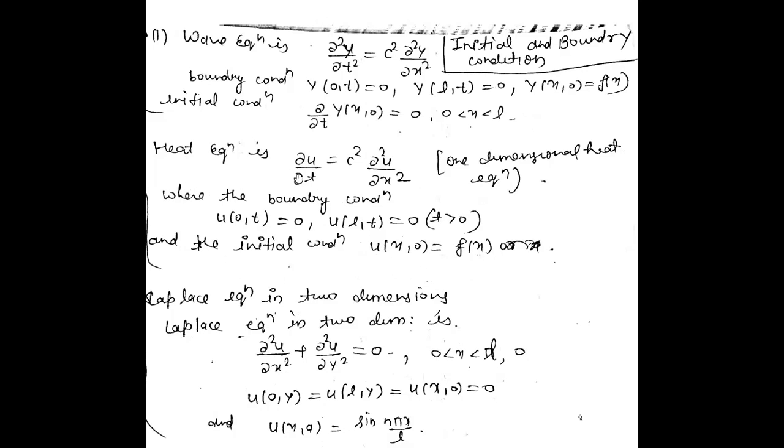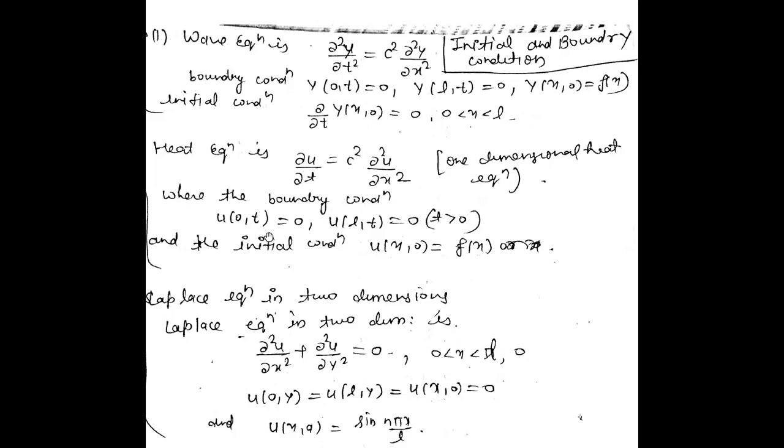Now, the heat equation. So what is your heat equation? Del u upon del t is equal to c square del 2u upon del x2, right? So you can see that u is differentiated one time partially with respect to t, and here u is differentiated two times partially with respect to x, and this is called the one dimensional heat equation. u is the dependent function, x and t are independent functions. That means the solution of u will depend on x and t here.